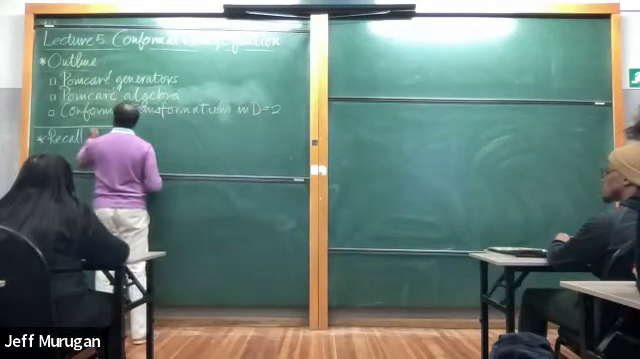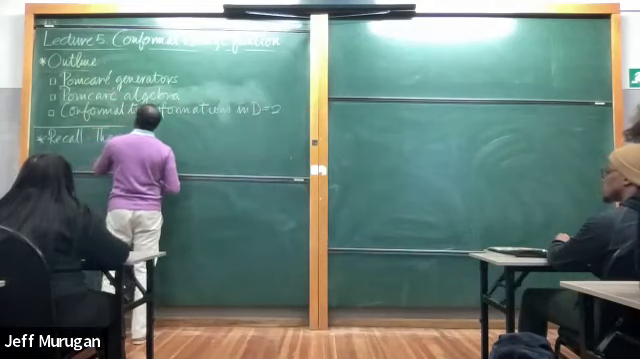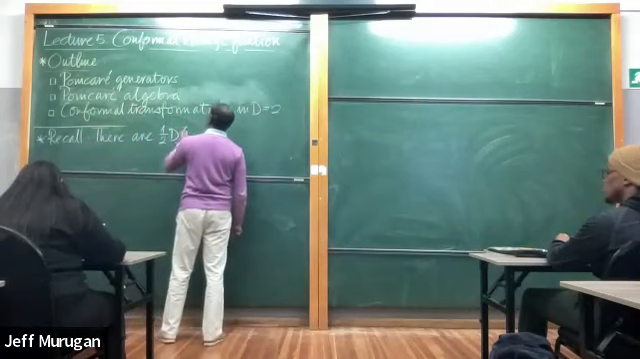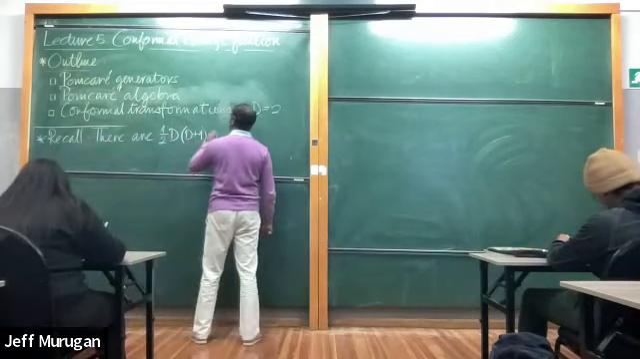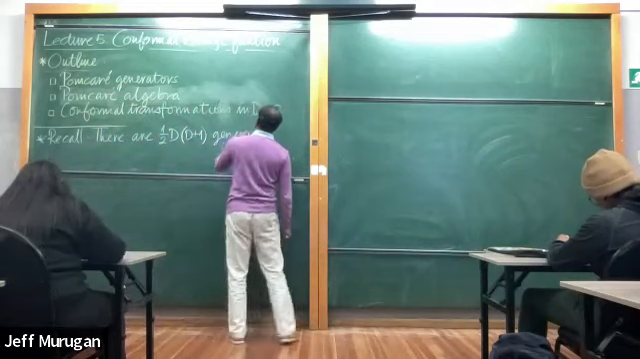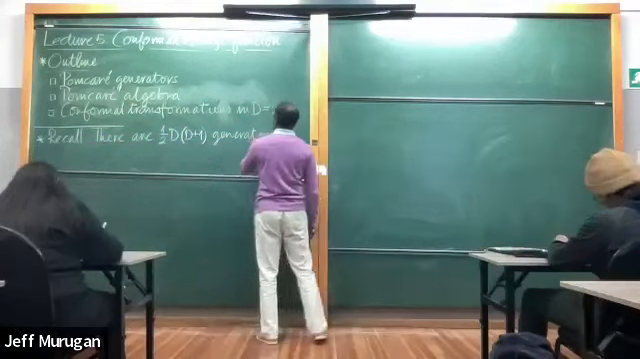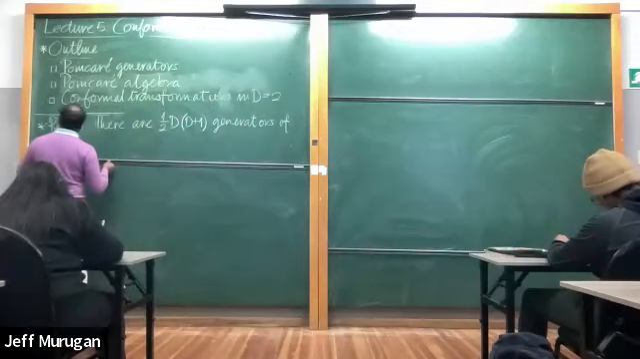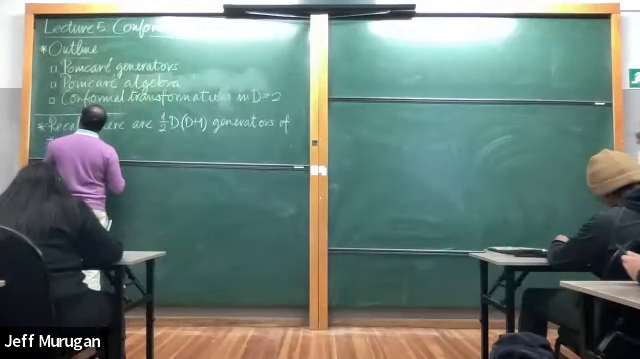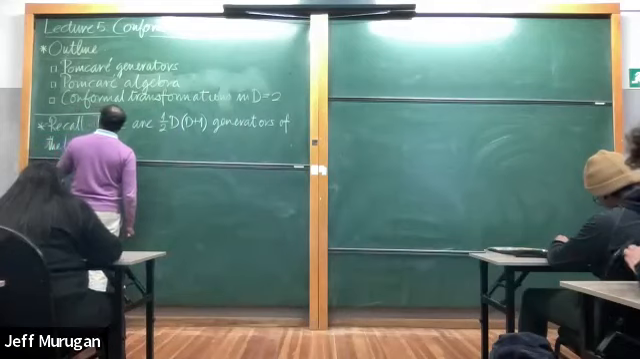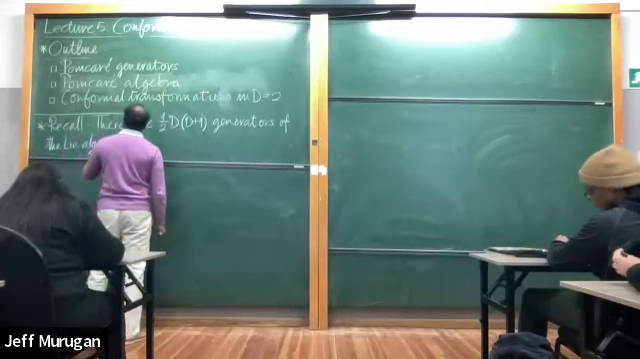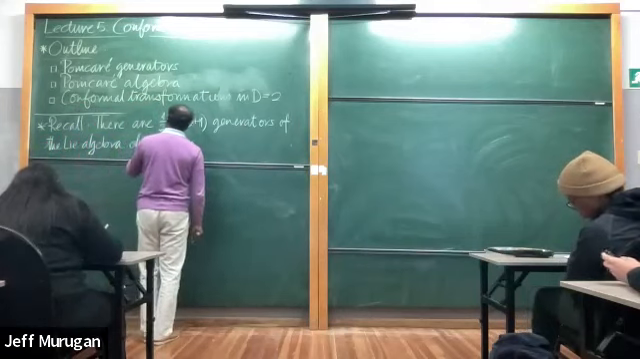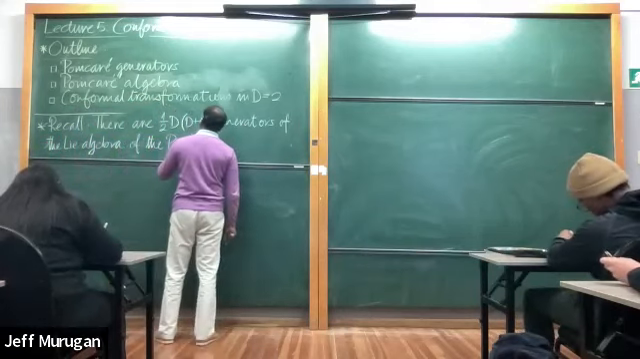So there are half D times D plus 1 generators of the Lie algebra.